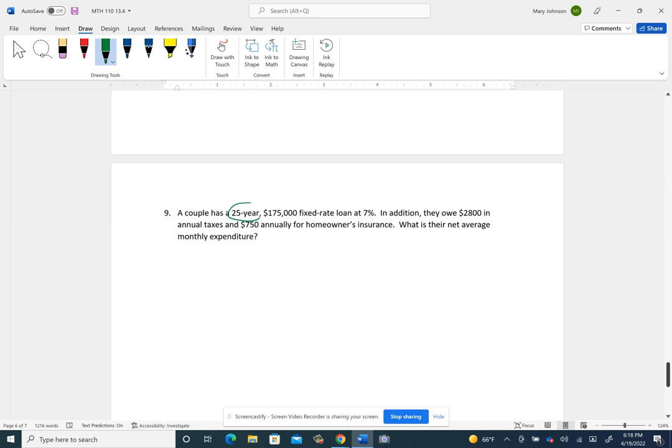So you can first imagine that you've got to get your monthly payment. So we're going to take the 25 years, 7%, and go to the table and find that factor, 7.06779. That's what it would be for $1,000, and we're getting a loan for $175,000. So we take that factor times 175. What that gives us is the monthly house payment.